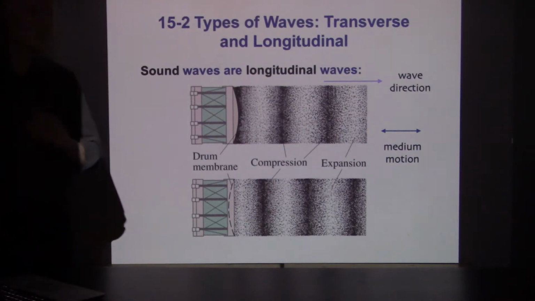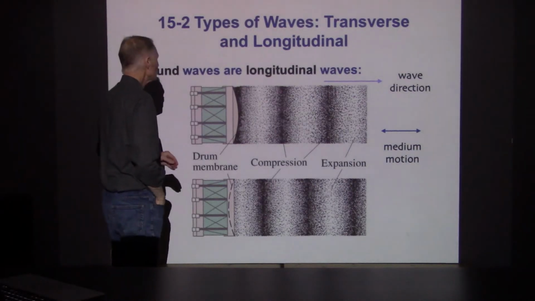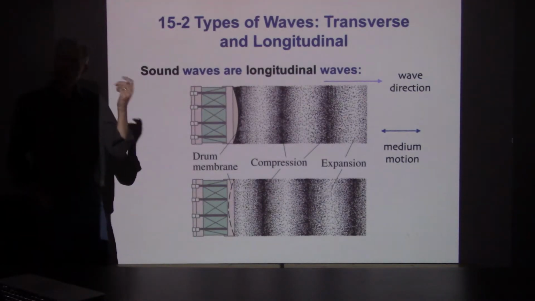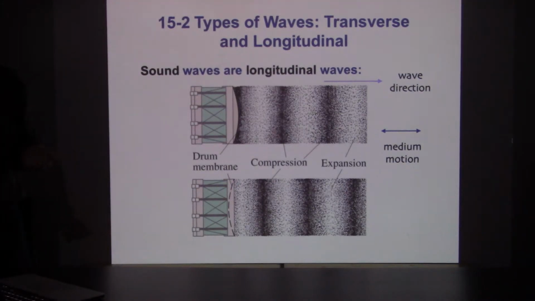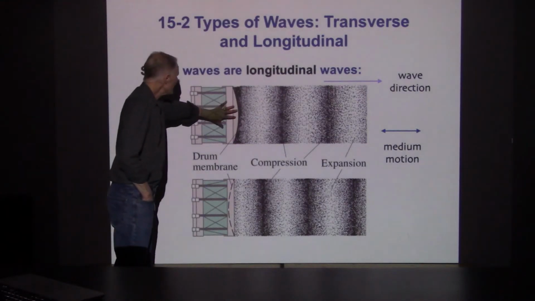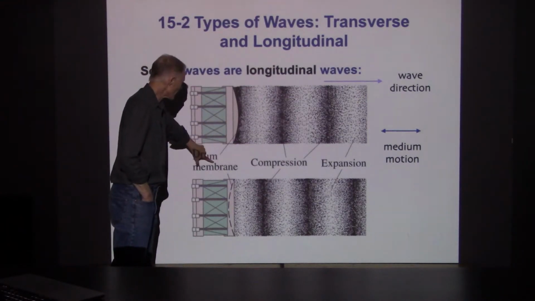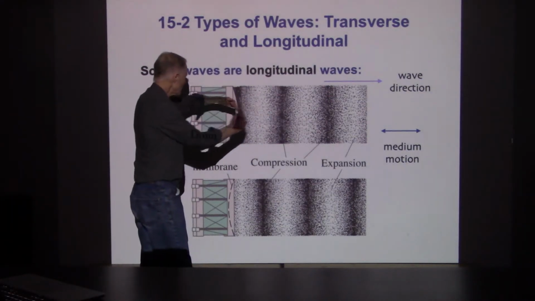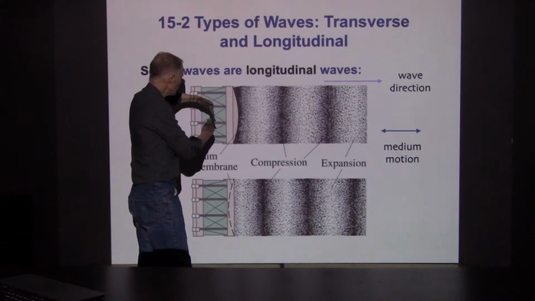All right, here's a nice picture of some longitudinal waves. This is sound. This chapter is called waves, and the next chapter is called sound, and the sound is a propagation of a disturbance. Here's a drum, and here is the drum membrane. So that's the membrane on the drum. When you hit the drum, the membrane moves back and forth.